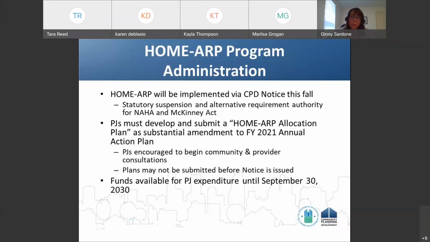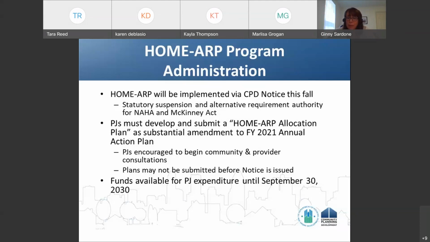We will be implementing the program through a CPD notice to be published this fall. Participating jurisdictions will be required to develop and submit what we're calling a HOME-ARP allocation plan as a substantial amendment to their 2021 annual action plan. That will talk about what their unmet needs are and how they intend to use the funds to address them. So at this point in time, we are encouraging participating jurisdictions, who are the HOME grantees, to begin talking to the community and to providers across the spectrum about needs and gaps.